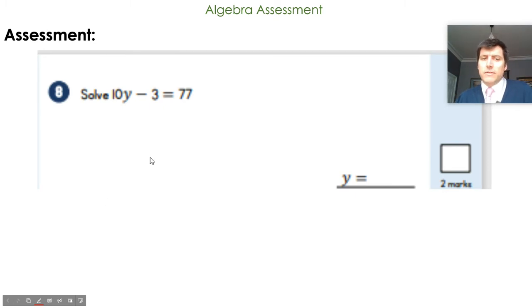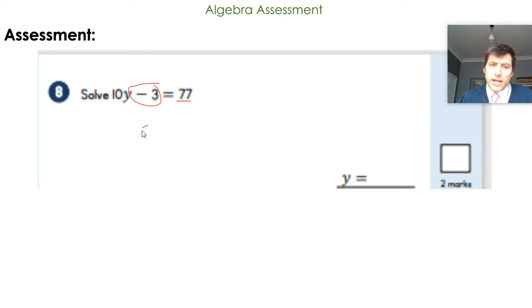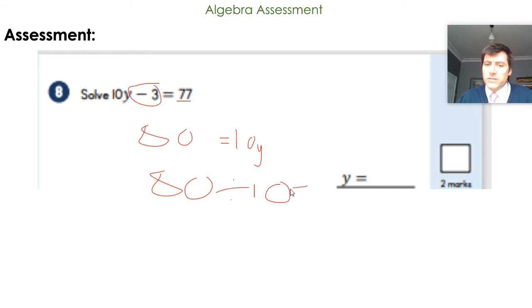Last couple now. 10y subtract 3 makes 77. Well, again here, inverse operation. Something subtracted 3 makes 77. So if I add 3 to it, then I'll find out what the something was in the beginning. So 77 add 3 makes 80. 80 then equals 10y. So therefore, what I've got to do is 80 divided by 10, which tells me that 1y is worth 8, okay? So well done if you managed to do that one.